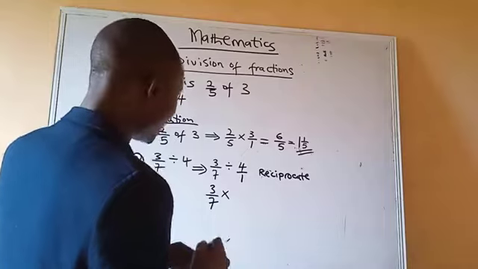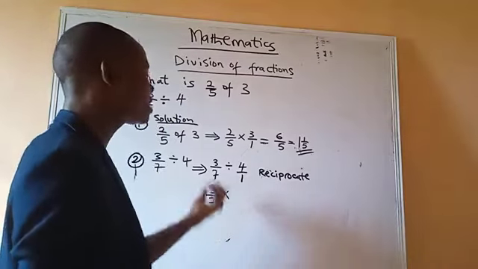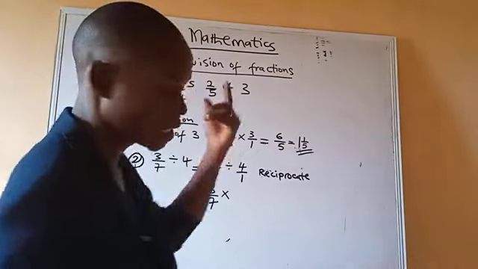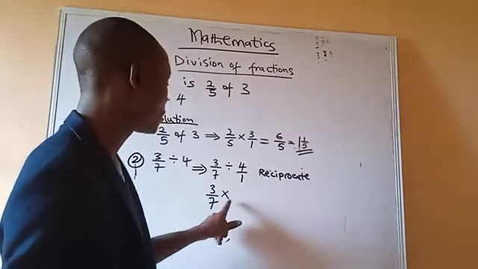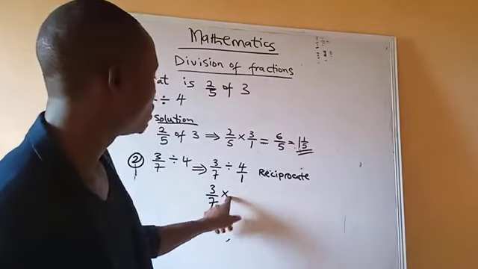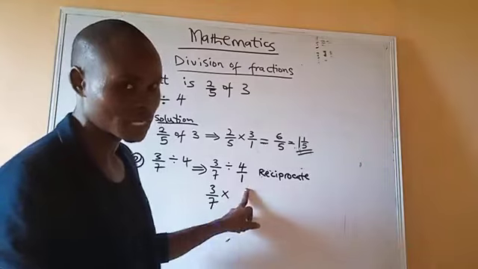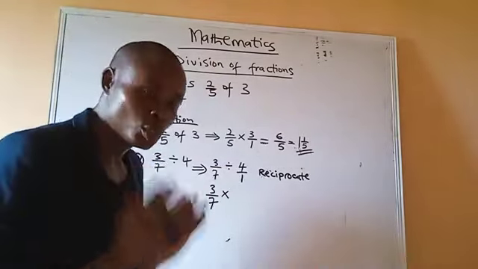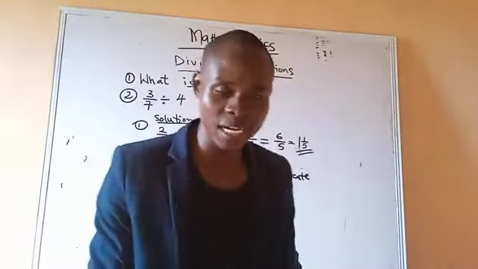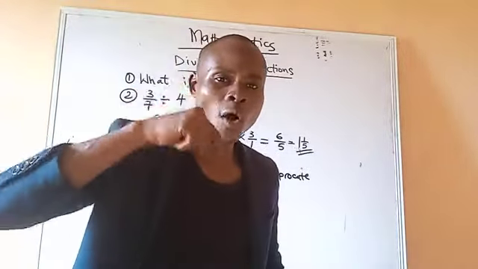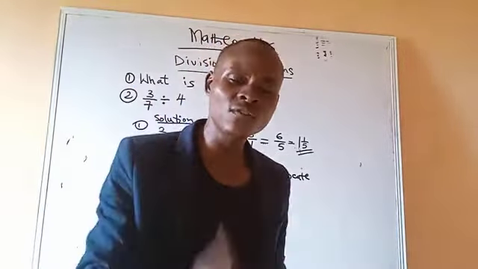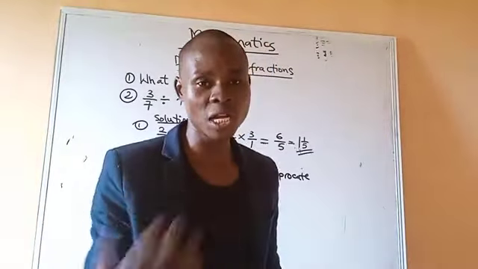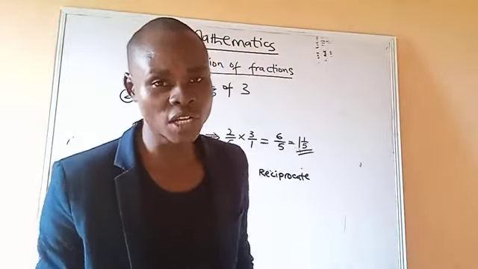Times. Then the next thing is this. After changing your divide to times, you now turn the next fraction upside down. Hope you still remember. Turn the next fraction upside down. Children, this is a secret that you should know. Put it in your brain, that whenever you are given division of fractions, there is a divide in that fraction.